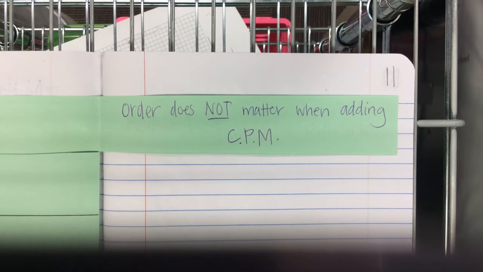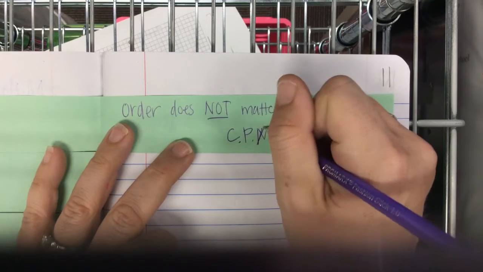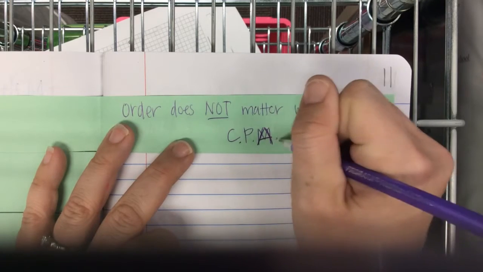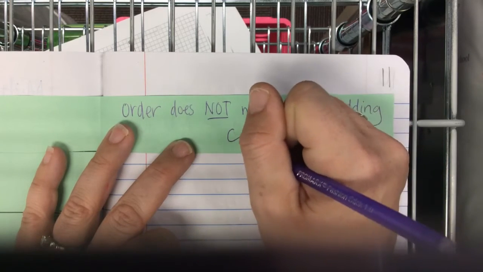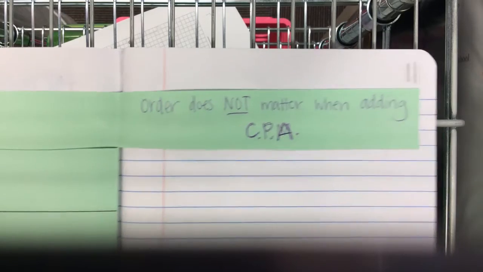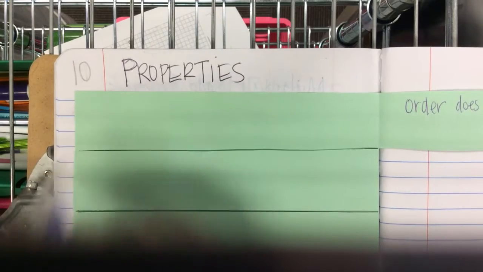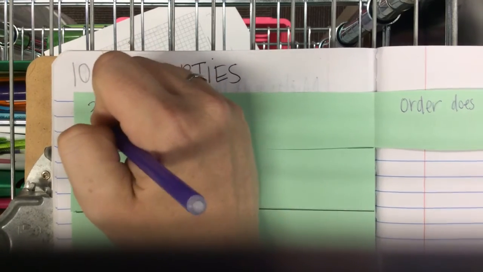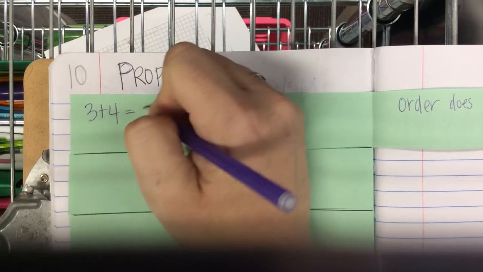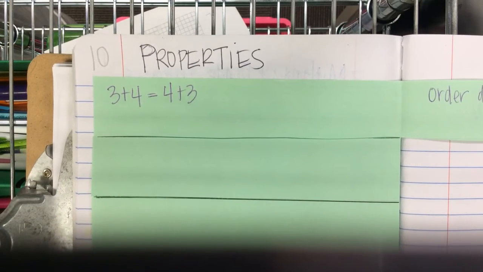Oh my gosh, A. Yes. CPA, sorry. Commutative property of addition. On the non-cut part, we're going to put some examples because 3 plus 4 is the same thing as 4 plus 3. Is that true? Yeah. Order doesn't matter.